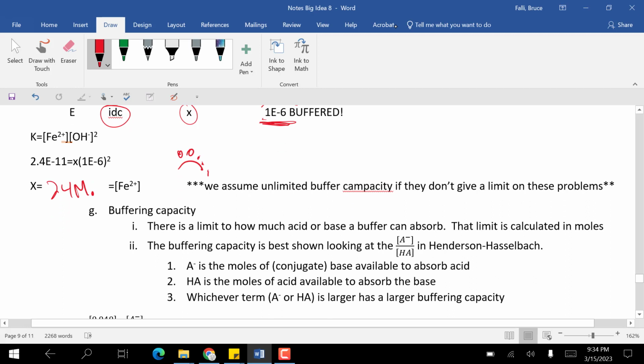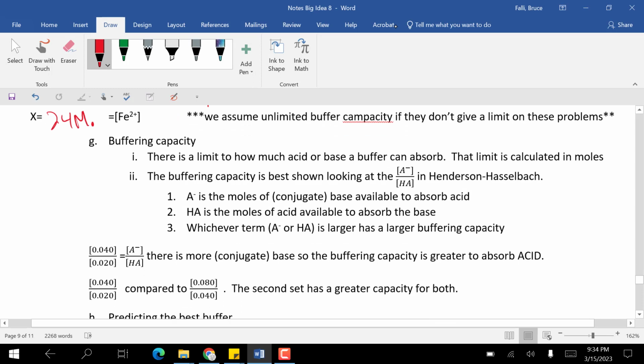All right, we're going to assume unlimited buffer capacity if they don't give us a limit on these problems. All right, so let's look at buffer capacity. There is a limit to how much acid or base a buffer can absorb. The limit is calculated in moles.